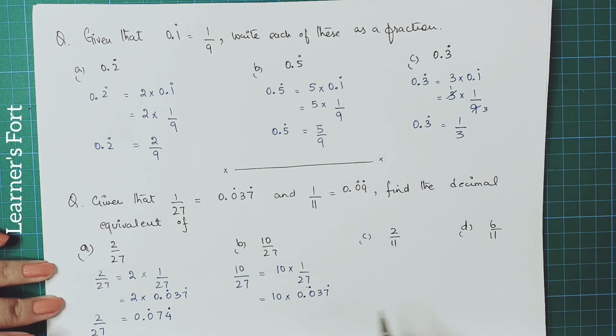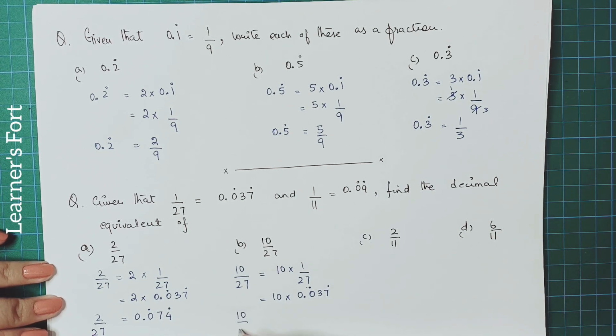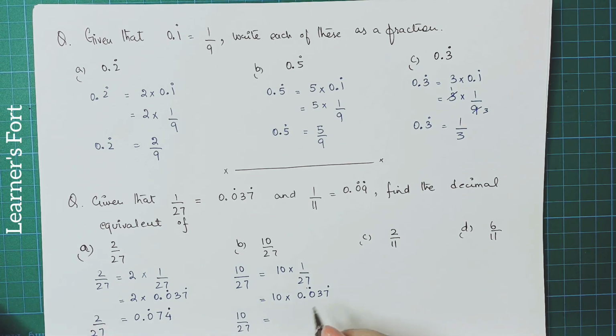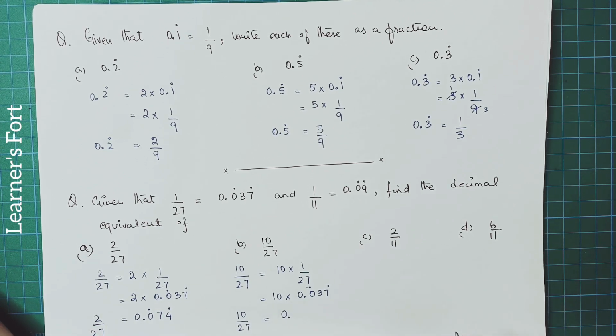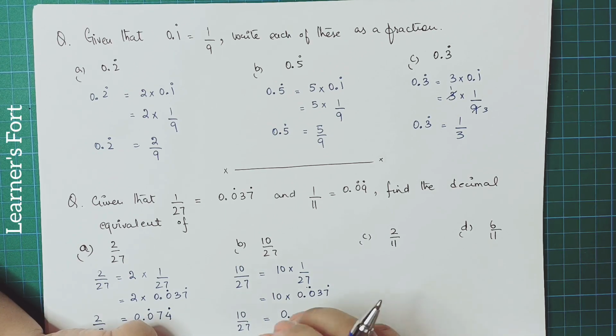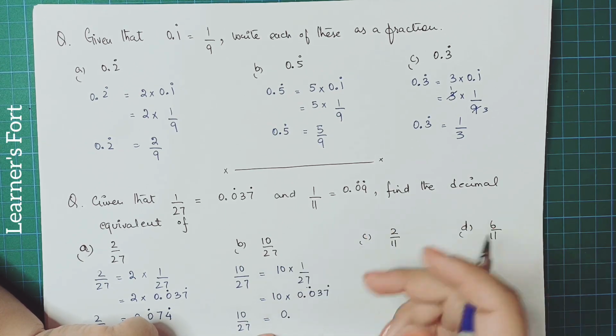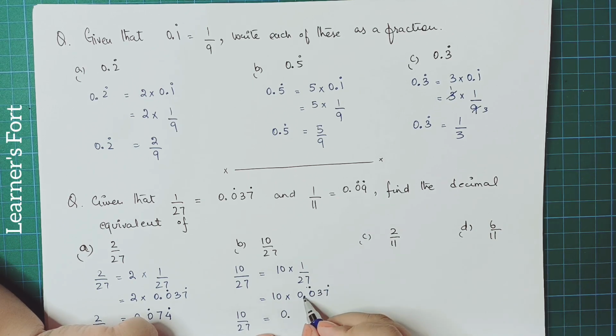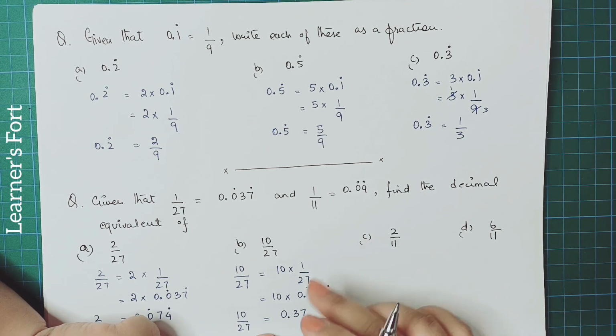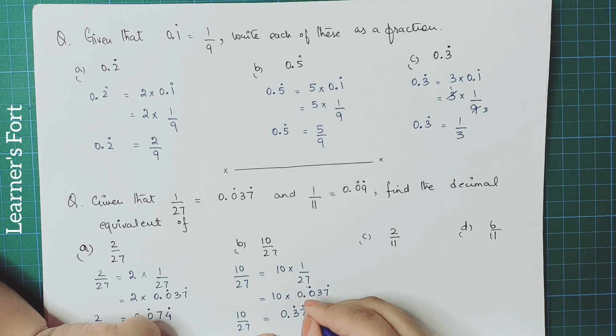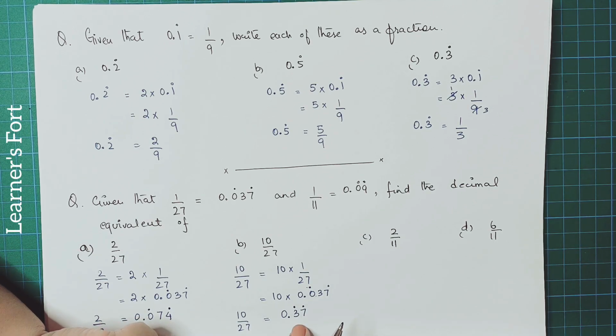so when we multiply, 10 upon 27 will be equal to 0 point. Now the repetition pattern is after the decimal. So when this decimal moves towards this point, when this 0 comes here, there's no need to write the repetition pattern, because the repetition pattern is after the decimal, right? So the 3 comes as it is, and then 7. Now in this case, 3 and 7 are going to repeat themselves. So we're going to write 3, the dots over 3 and 7, right?